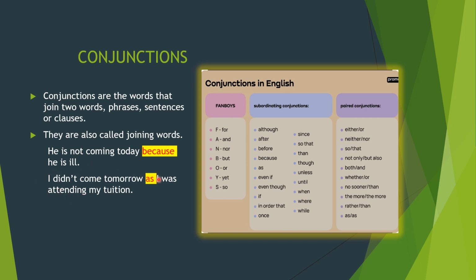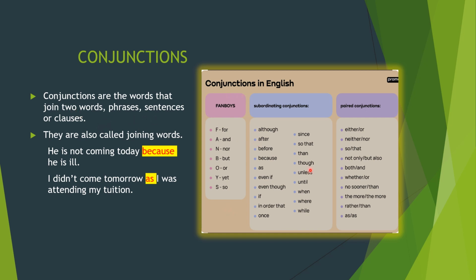Now similarly, we have another example where it says I didn't come tomorrow. This is one sentence. I was attending my tuition. This is another sentence. So I can join these two sentences with the help of a conjunction, as. I didn't come tomorrow as I was attending my tuition. So I hope you got it. Where and how can we join the two sentences, words, phrases, or clauses?